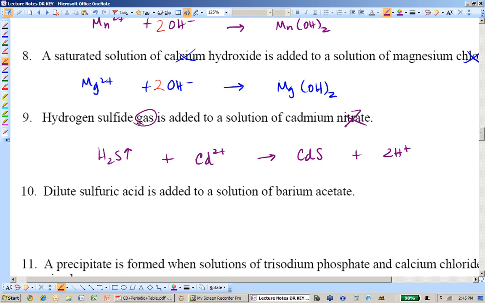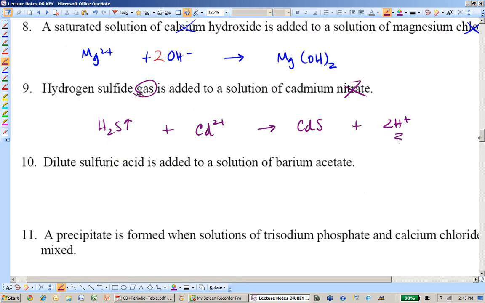Because if I take the hydrogen sulfide and bubble it through water, I'm going to make a weak acid. So that's why I knew that's what was going to happen.